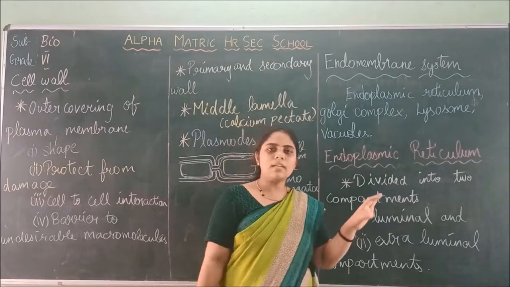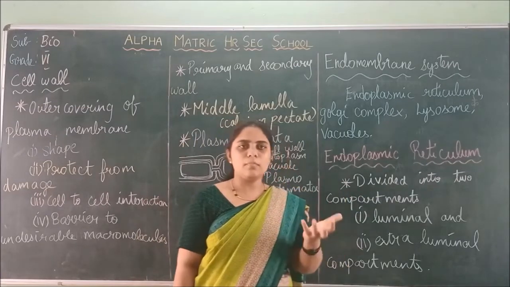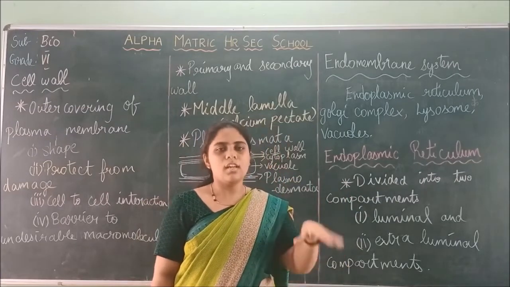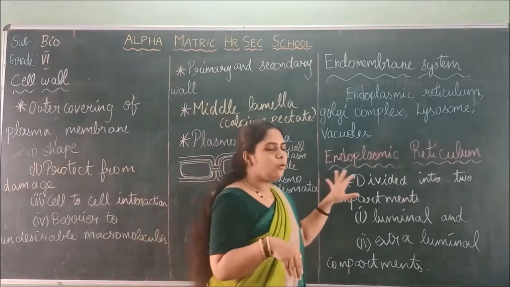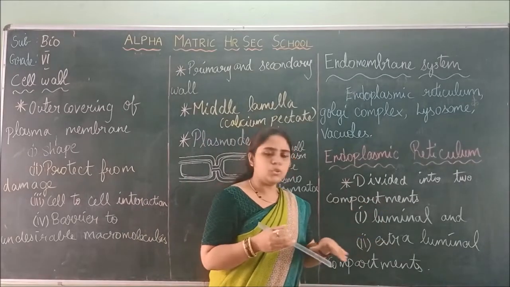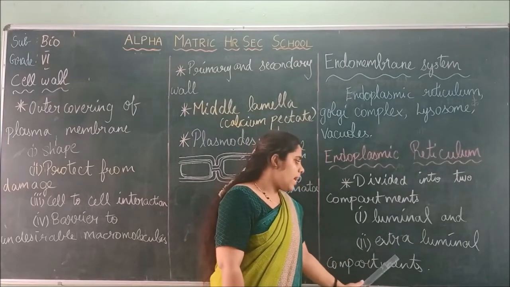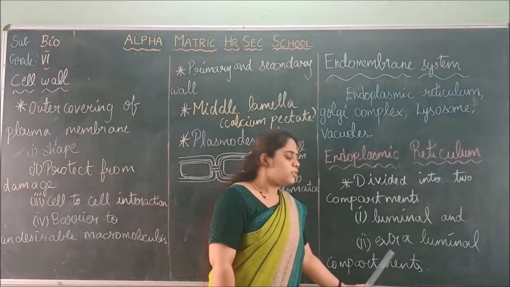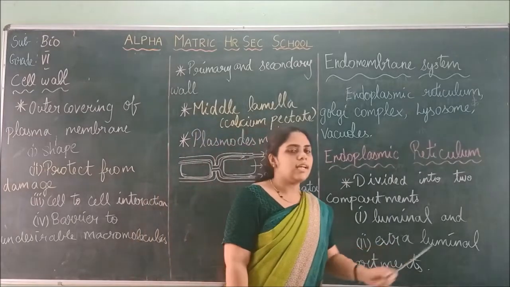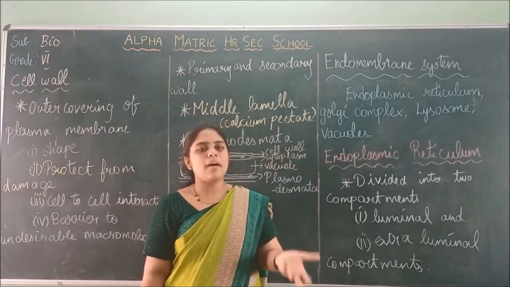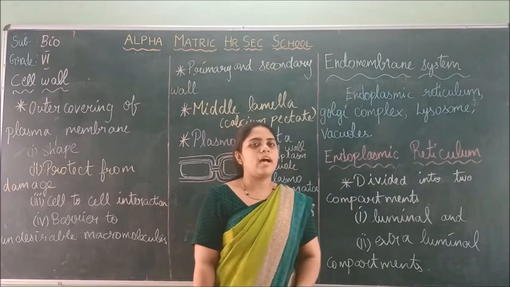Now let me move into the structure of endoplasmic reticulum. If you see, it is a folding-like structure, a network, a continuous layer of foldings. It is divided into two compartments. One is the luminal compartment and another is the extraluminal compartment. The extraluminal compartment is present in the external part of the endoplasmic reticulum, and the luminal compartment is present in the internal part. So these are the two compartments of endoplasmic reticulum.